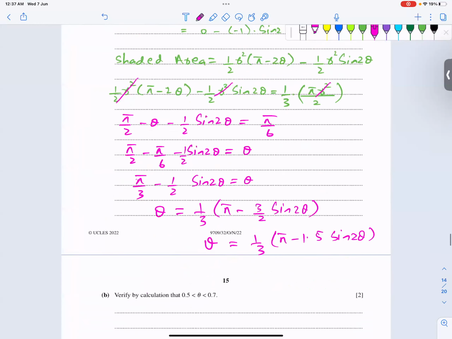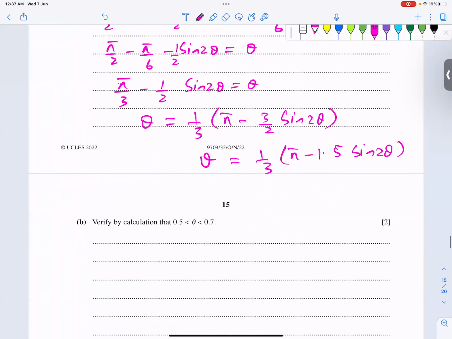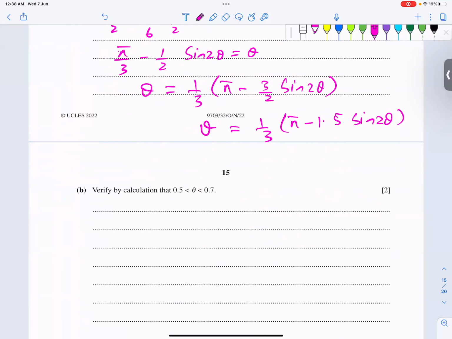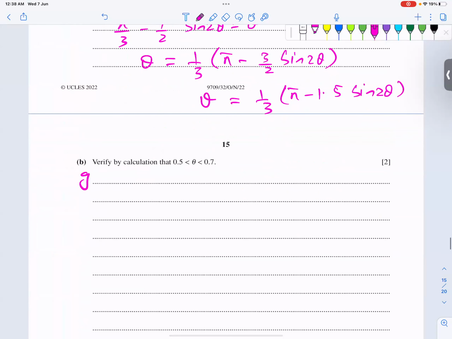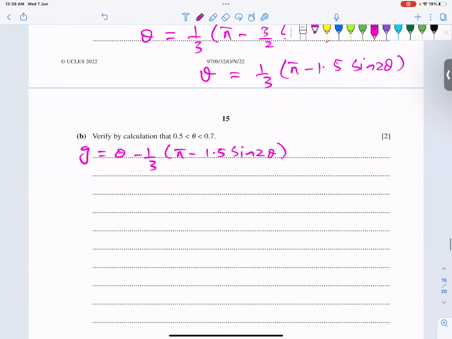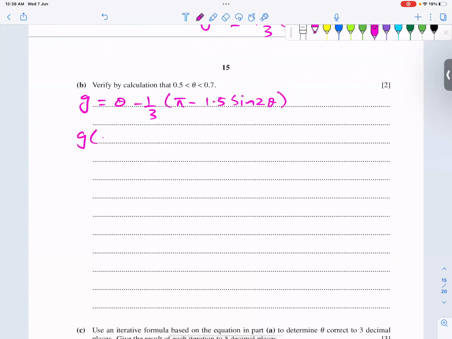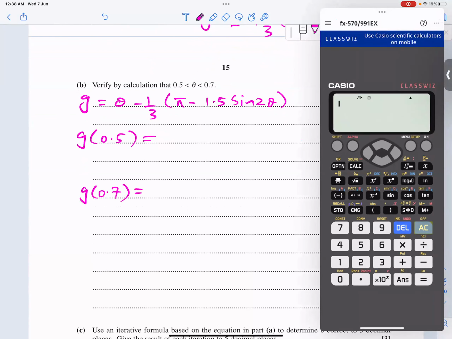Okay. Now verify by calculation that theta lies between 0.5 and 0.7. It means you need another function by bringing everything to the left side. So theta minus 1/3 of pi minus 1.5 sine 2 theta. Put theta equal to 0.5 and then theta equal to 0.7. But for this, first of all, set your calculator on radians, and it's already on radians.